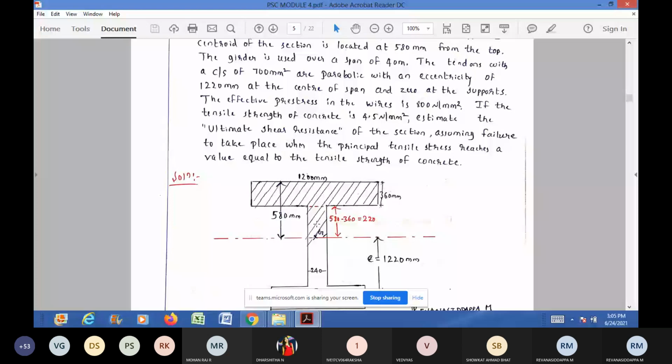Similarly, moment of this flange about the neutral axis will be area of the flange. Area of flange is 1200 into 360, multiplied by perpendicular distance of centroid of flange to the neutral axis. How much will it be? 360 by 2 plus 220. Yes, right. 360 divided by 2 plus 220, or directly 580 minus 360 divided by 2. Any of the calculations is okay. Either you can calculate as 220 plus 360 divided by 2 or 580 minus 360 by 2. In any way you can calculate.